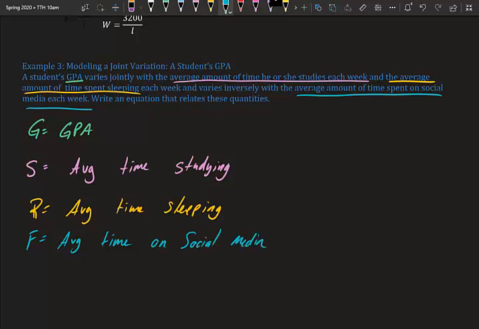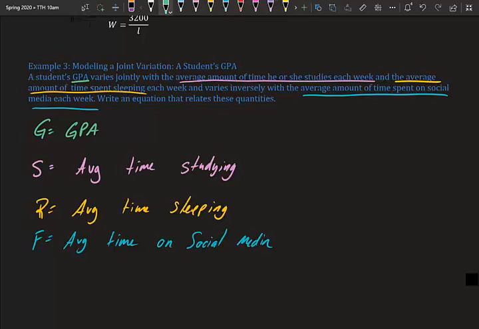Alright, so now that we got all of our objects out, the things we're talking about, we can put it into our inverse, our joint variation formula. So we don't actually have one, we have to come up with it. First things first, it says a student's GPA varies jointly. So that means it's G equals the average amount of time he or she studies each week.